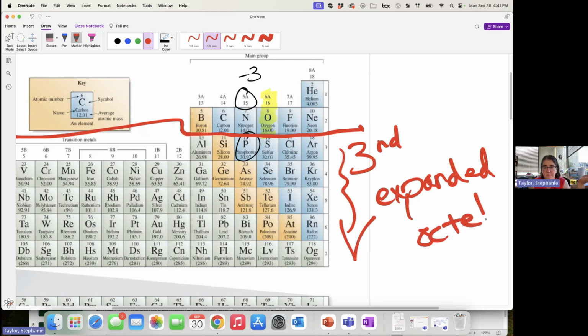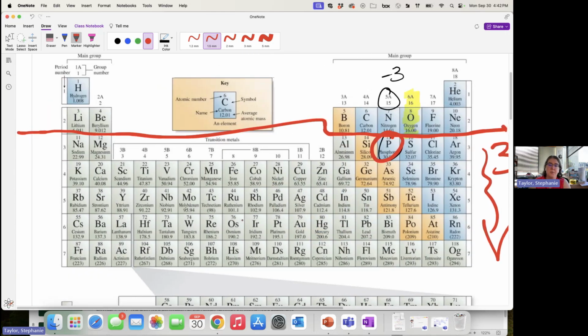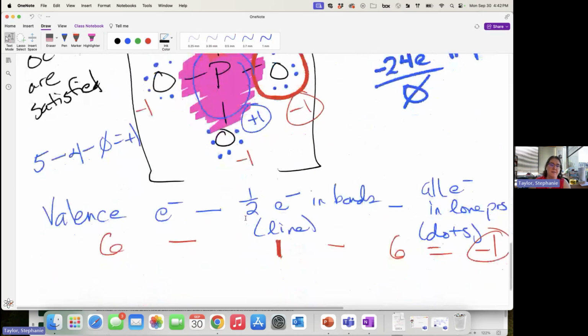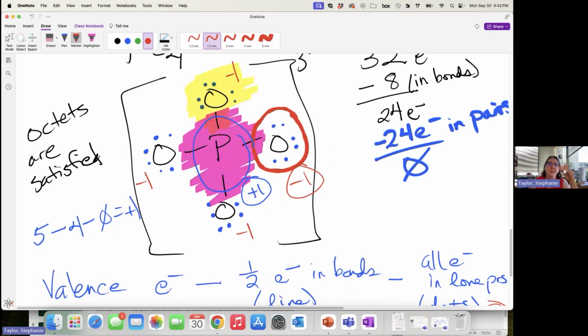It does mean that I'm violating the octet rule. I'm going to have more than 8, but phosphorus is absolutely below that line. So phosphorus can have more than 8 electrons. What you might also notice is oxygen is above that line, so oxygen can't, but phosphorus below the line can. So because of that, and actually I don't have a choice, I'm going to go ahead and share another lone pair from the oxygen to the phosphorus.